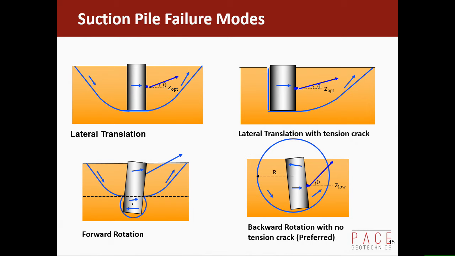So where we're trying to get the pile to be is to rotate slightly backwards. So it's trying to move forwards, but the top is actually coming backwards, and that's ensuring that the tension crack doesn't open up here, and you don't get a tension crack to the same extent there. So you're maintaining your adhesion between the pile wall and the soil around the pile. And that's the preferred location for the pad eye.